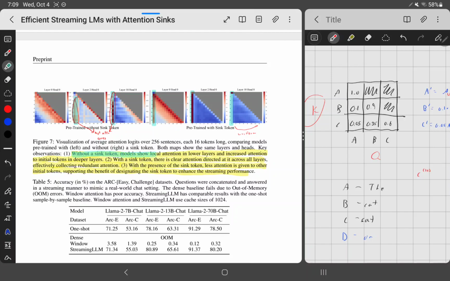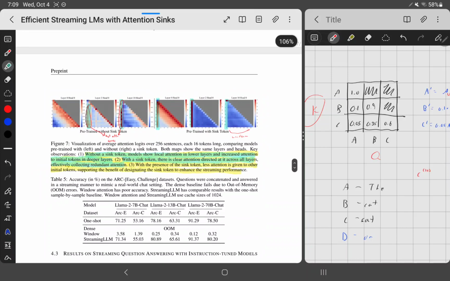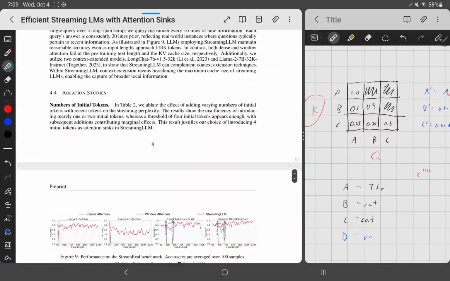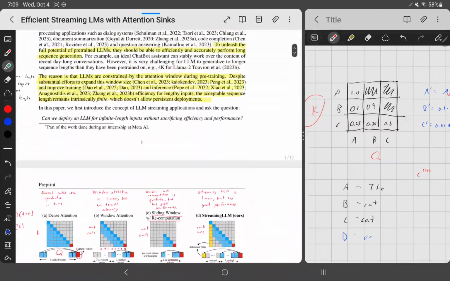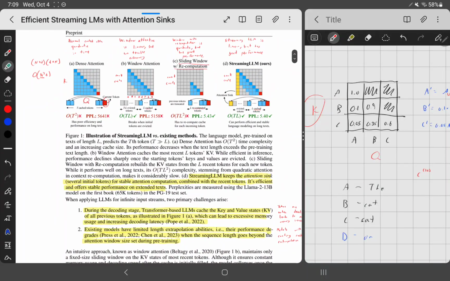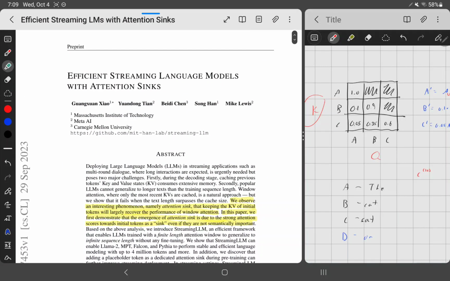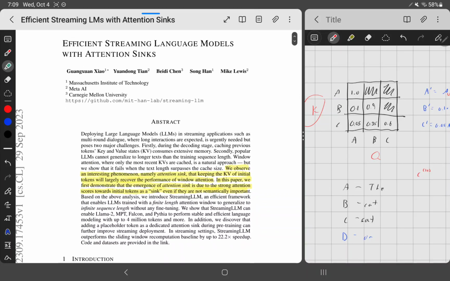They say here, without a sink token, models show local attention in lower layers and increase attention to initial tokens in deep layers. With the sink token, there is clear attention directed at it across all layers, effectively collecting redundant attention. So collecting this information so that the softmax works out better, so that the statistics are actually correct. And then they do some ablations and stuff. But yeah, that's basically the paper. Just add a few tokens to the beginning and you get this model that can do inference forever. That's the paper.